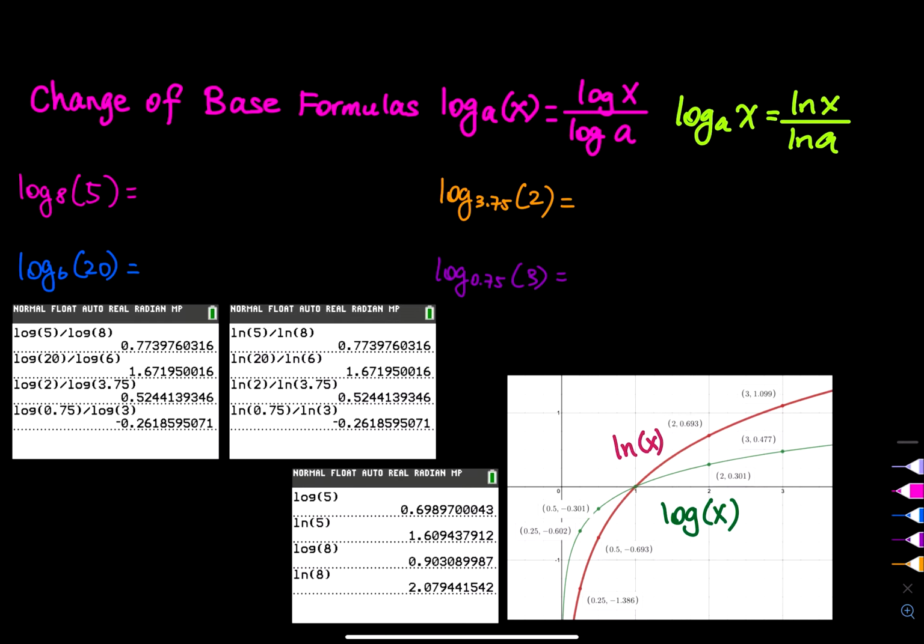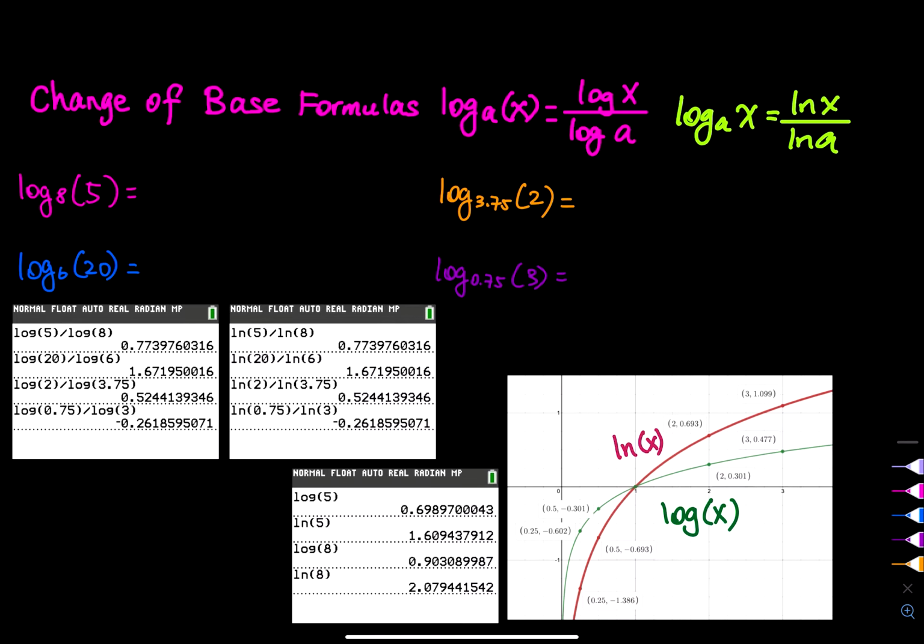Change of base formulas, one for log and one for ln. Why do we need to use this formula? Because when you use a calculator to evaluate a common logarithm, let's say log base a of 5, take a look. Take out your calculator, press the log key to see what happens.